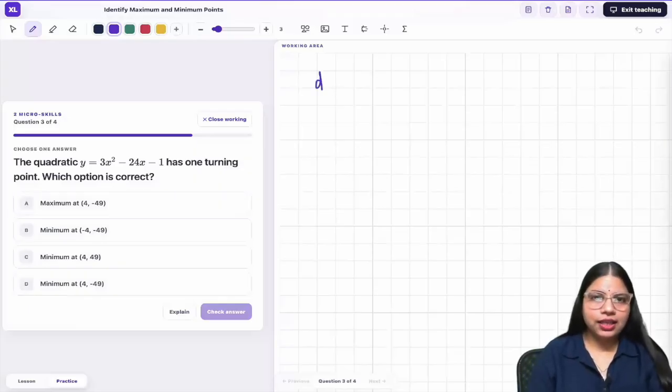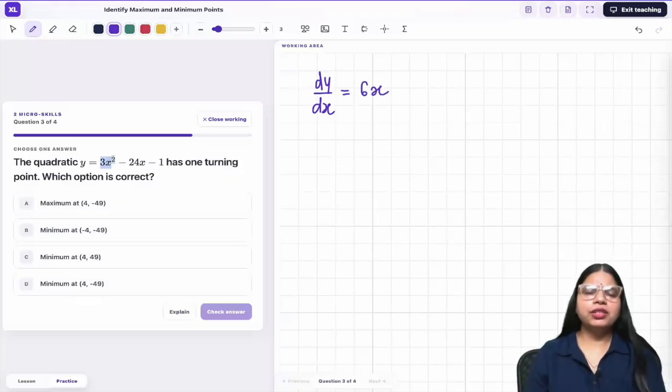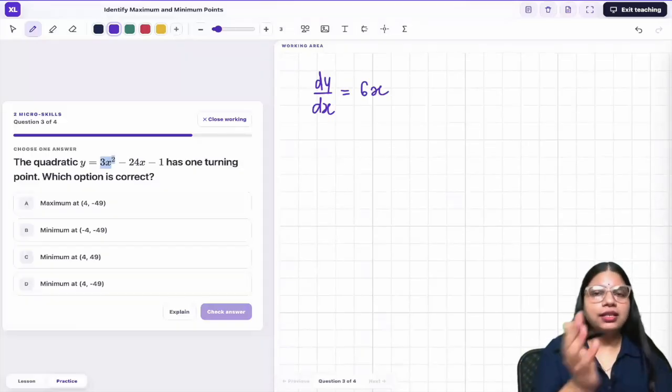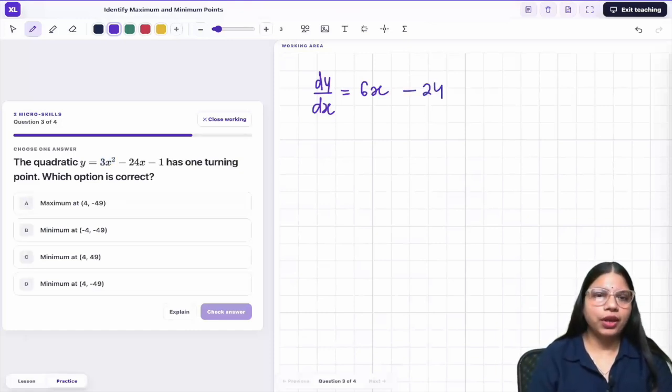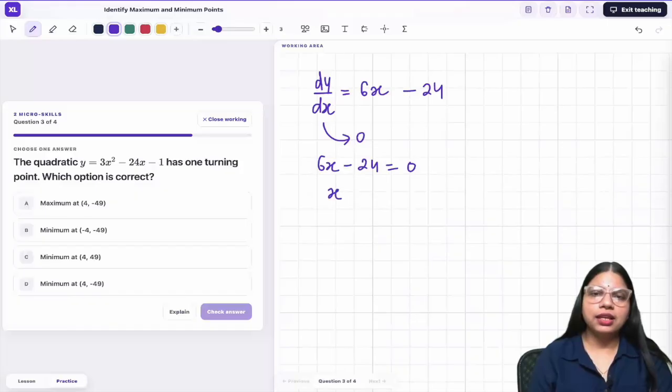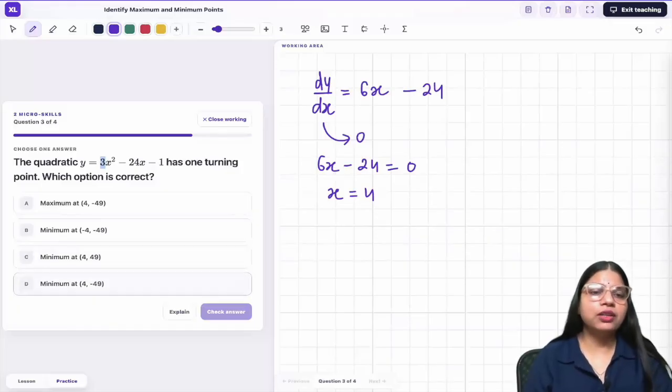So let's get started. dy/dx is 6x, correct? We are differentiating, so 3x squared. These simple things we have already done earlier, no? So I'm assuming you are done with all the previous learnings and you are here at the same pace as mine, right? Minus 24. Okay, we set it to 0 at the turning point. So 6x - 24 = 0, so x is 4. We get 4 in 3 options, but we are pretty sure that it is a minimum, so we get only 2 options. But whether it's 49 or -49, we obviously need to find the value of y.